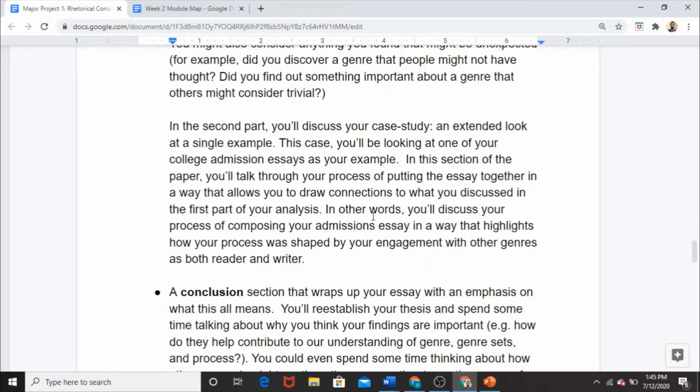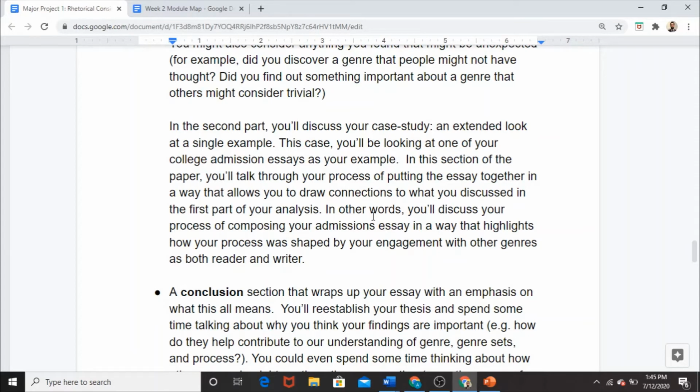So now by this point you've done your introduction, so you've told us what you're doing and why you're doing it, from an argumentative standpoint. You've gone through your methods, so these were the steps you took to collect your data, analyze your data. In this case, your data would be the different samples or examples of the genres that you're looking at, as well as your case study.